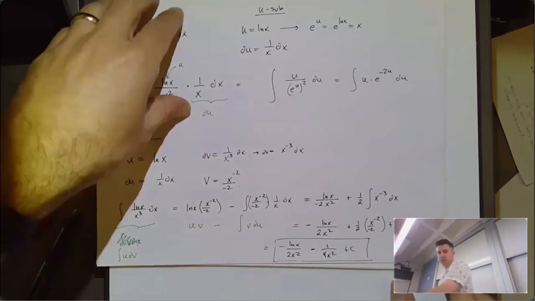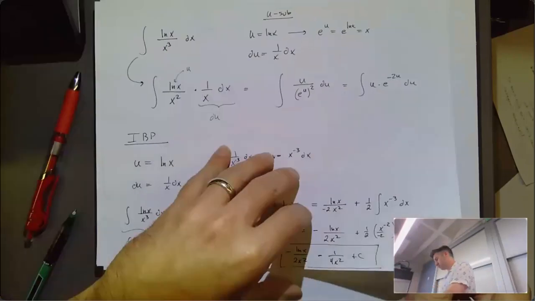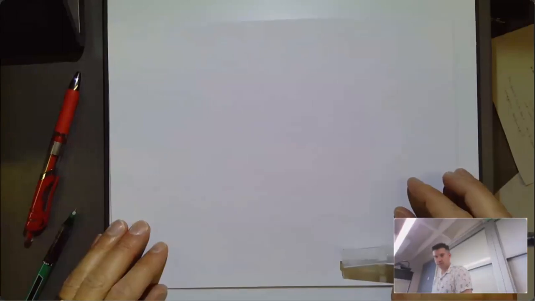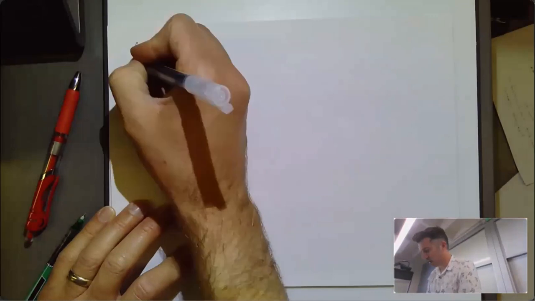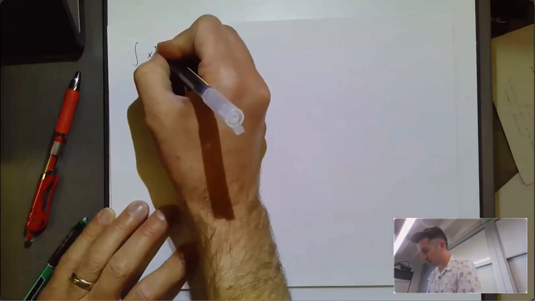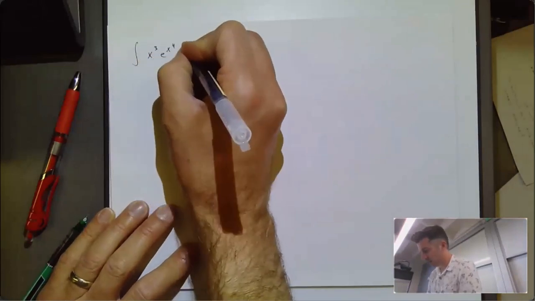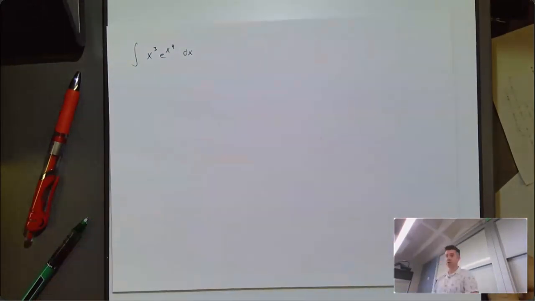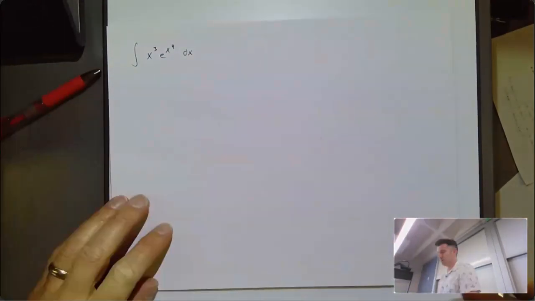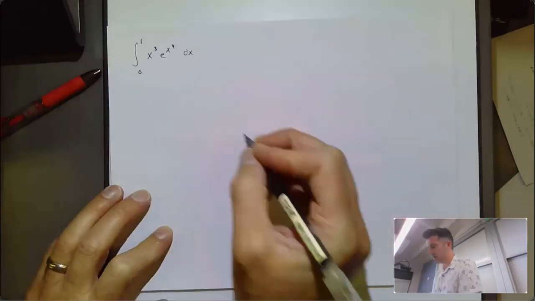Let's look at a couple more. So let's look at the integral of x cubed times e to the x to the 4th. Again, we see a mixture. Actually, let's make this one definite. Let's do the integral from 0 to 1 of x cubed e to the x to the 4th.